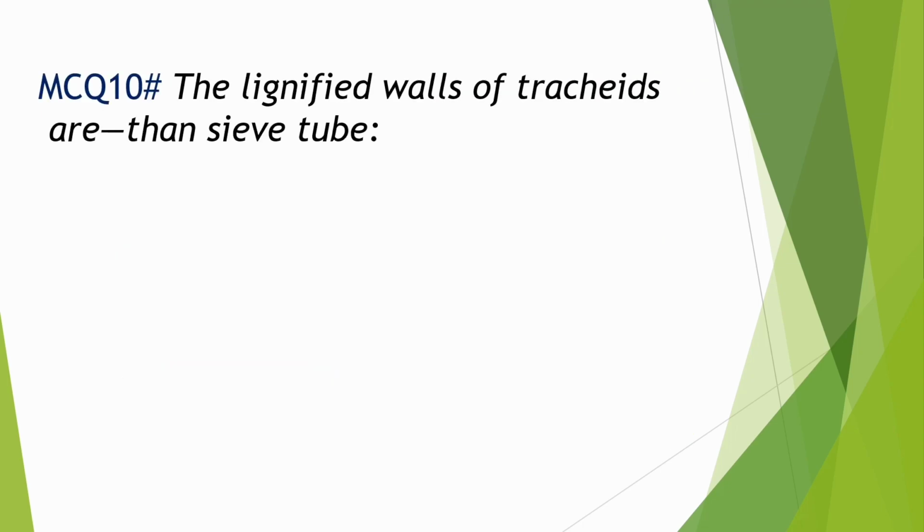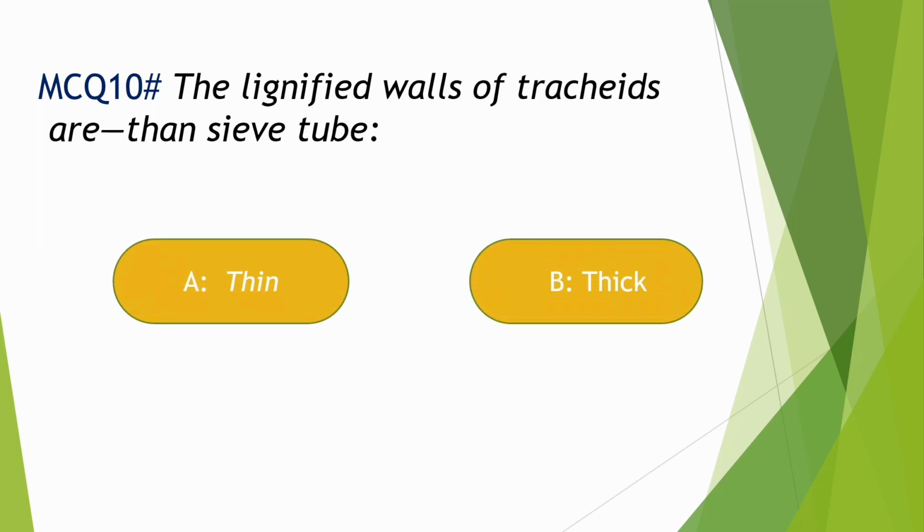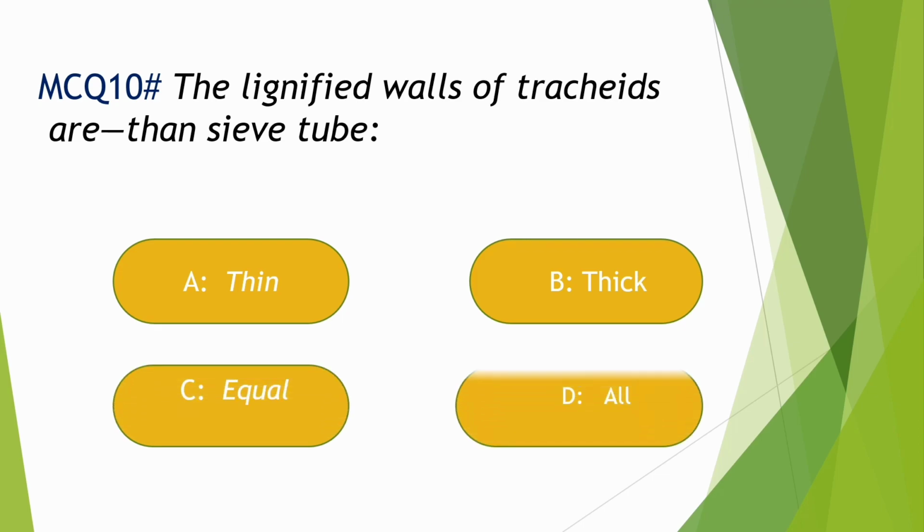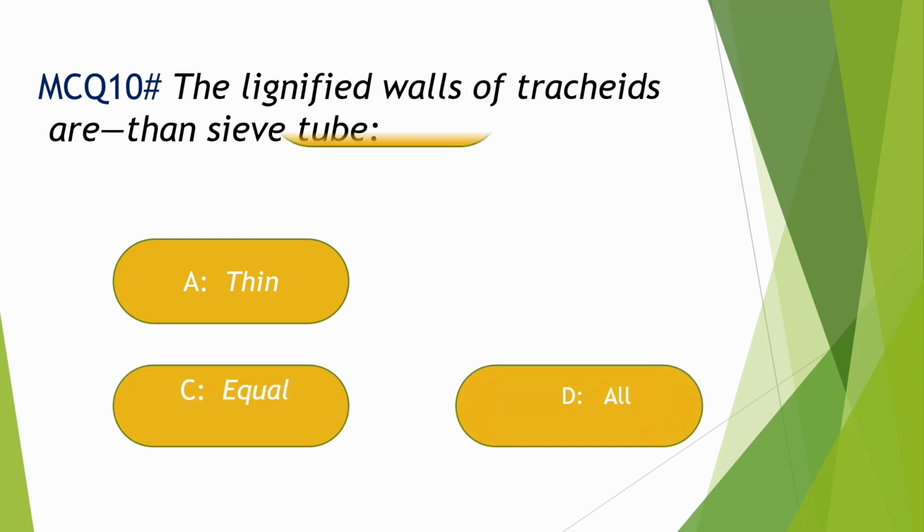The lignified walls of tracheids are dash than sieve tube. Option A. Thin, B. Thick, C. Equal, D. All. Correct option is B. Thick.